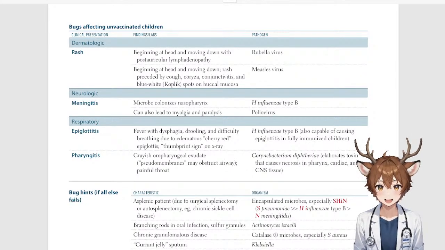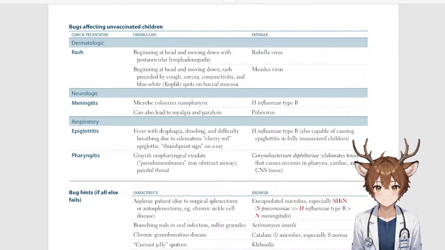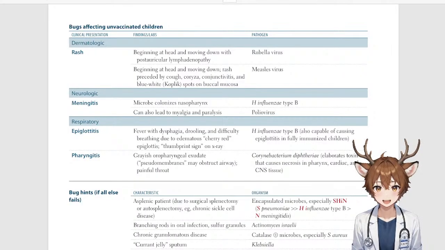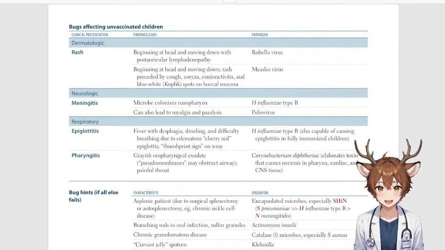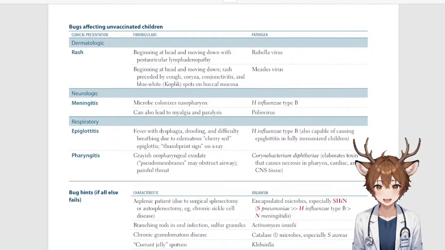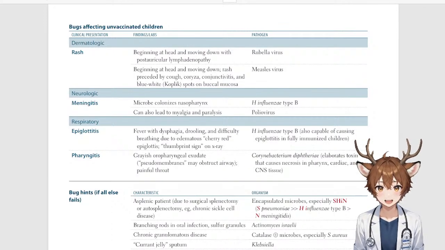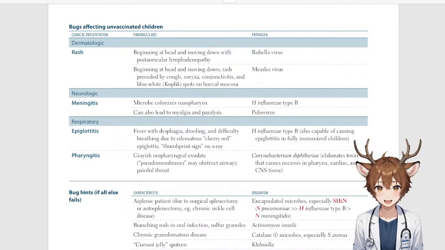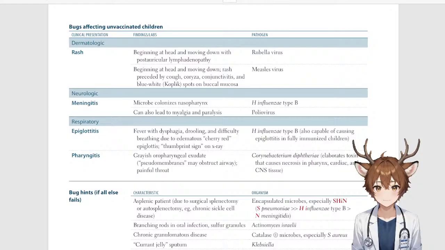Anyway, clinical presentation, findings in labs, pathogen. So dermatologic, rash. Beginning at the head and moving down with post-auricular, posterior cervical, and suboccipital lymphadenopathy. Pathogen would be rubella virus. The other rash would be beginning at the head and moving down, preceded by cough, coryza, conjunctivitis, and Koplik spots. What are you thinking? Measles, of course, right?